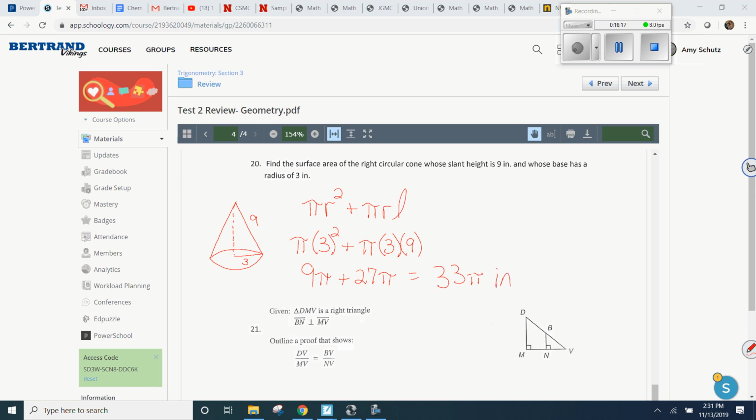I don't know. No, try again. 36. Mental math calculation error. Is 36 better? Inches squared. It's all right. I'm glad it wasn't 33 because it wasn't writing in that spot on my board anyway.